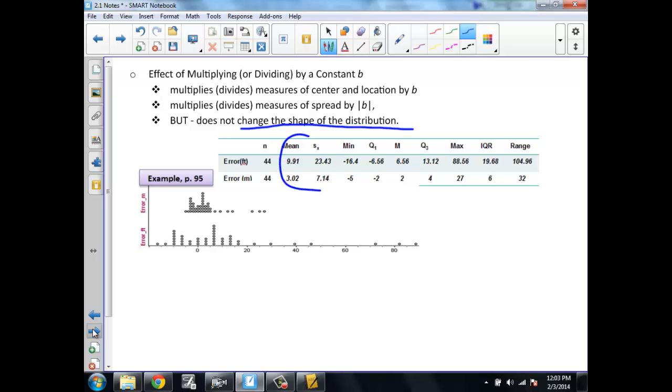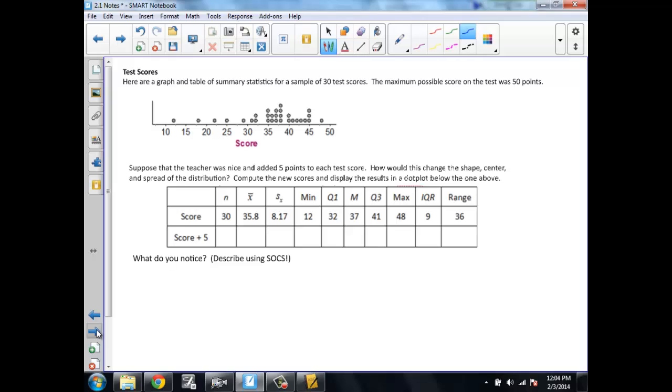So what changes though? All of these numbers are multiplied or divided except for n. What does n stand for? The number of individuals that we have, the number of pieces of data. So I look at this example.